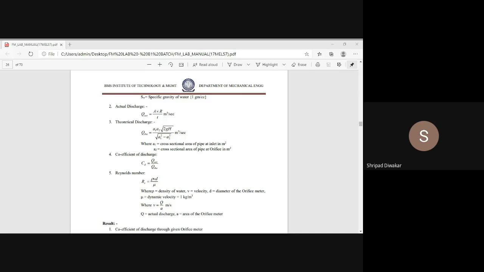Rho is 1000, and mu is 0.001. D1 is your 25 mm, you have to convert in meter. Only V is Q actual by A. Okay, I'll check.